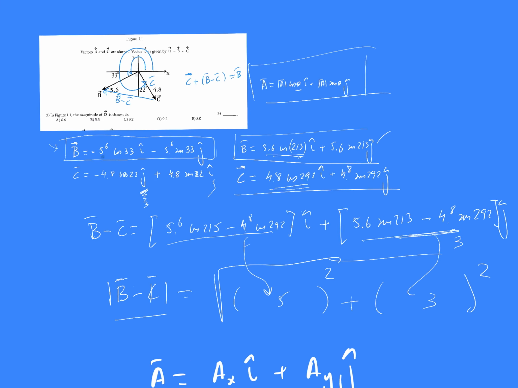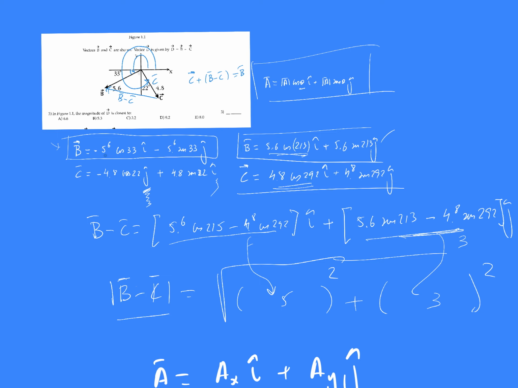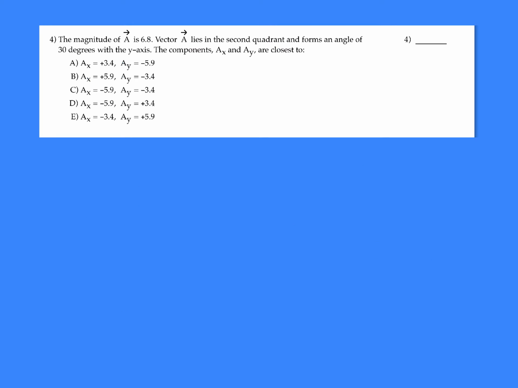Here there are several options. Find the result. Let's go to the next one. This one is just to practice again the same idea that we already practiced, so please do it yourself. This problem says the magnitude of vector A is 6.8.